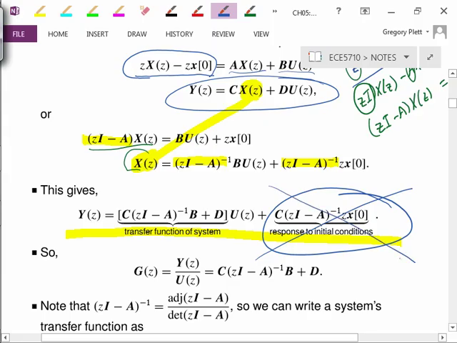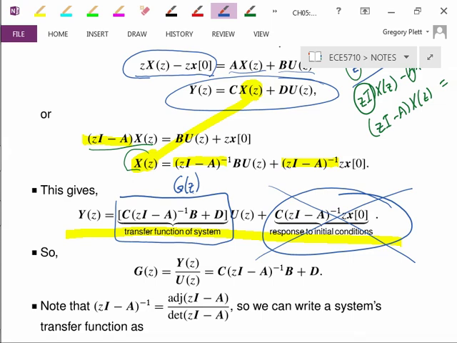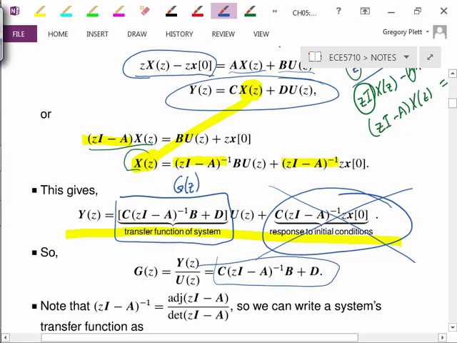And I have that y of z is some function of z times u of z, so I can just call that G of z. And we say, oh, that must be the transfer function of the system. Y equals G times u. Whatever G is, it doesn't look like any transfer function we may have seen before, but in fact that is the transfer function of the system. So G of z equals y over u of z equals C times zI minus A inverse B plus D.